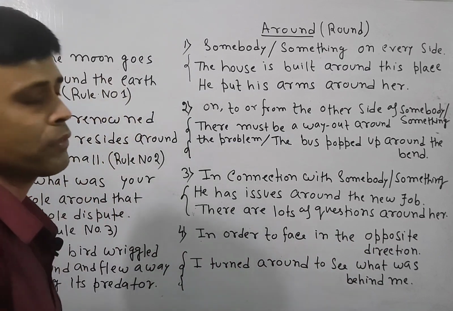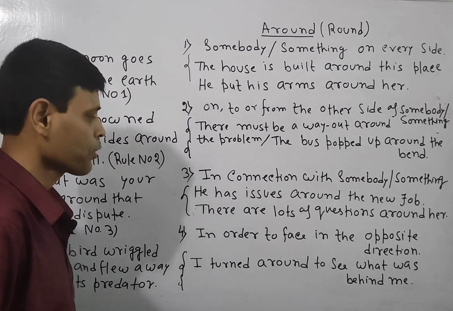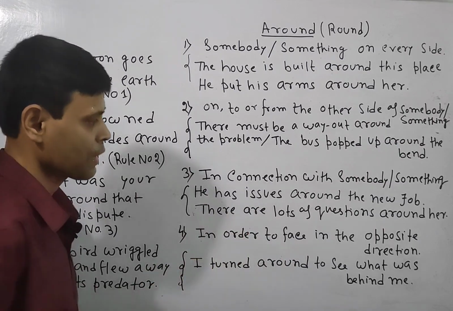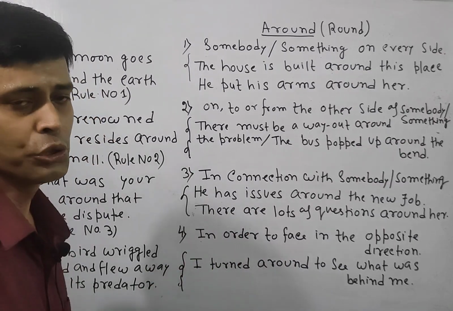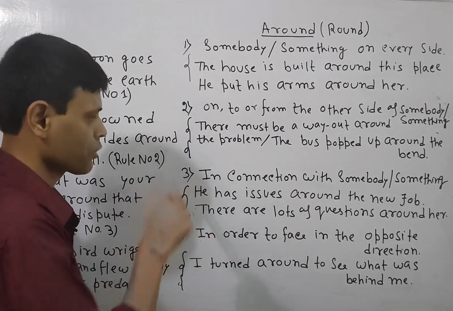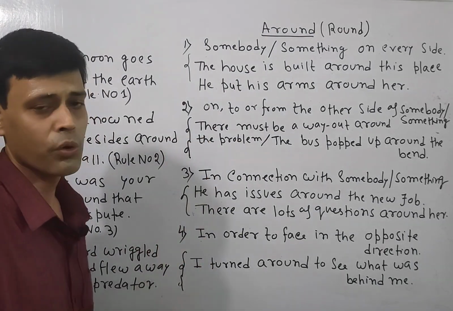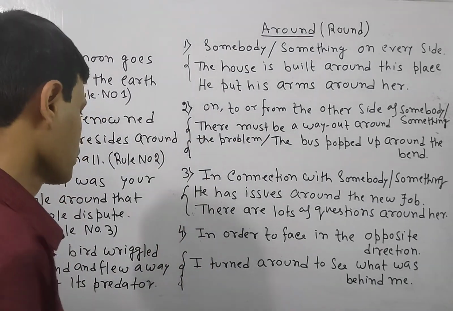So what I have told you is that whenever we are going to symbolize something in connection with somebody or something, we can easily choose the preposition around. Okay, so this is all about that. If you do not understand these rules, you can easily make your comments in the comments box.